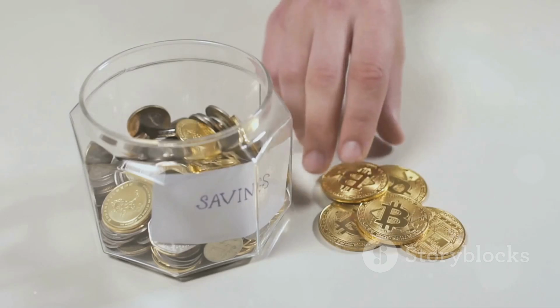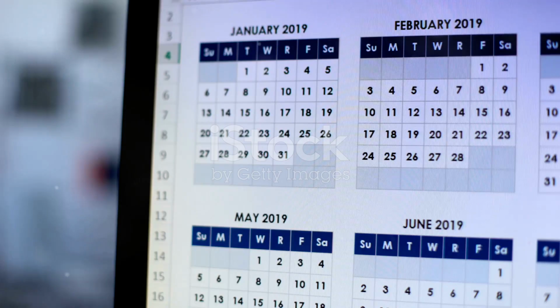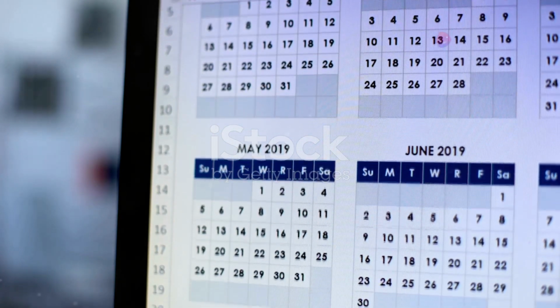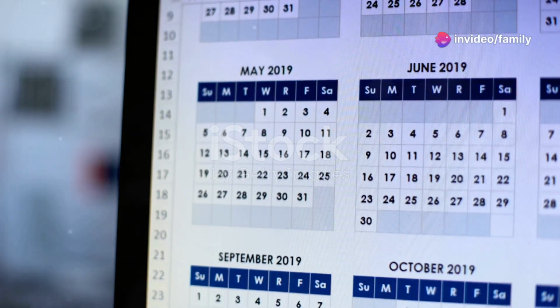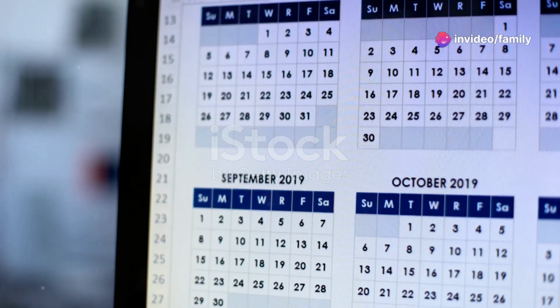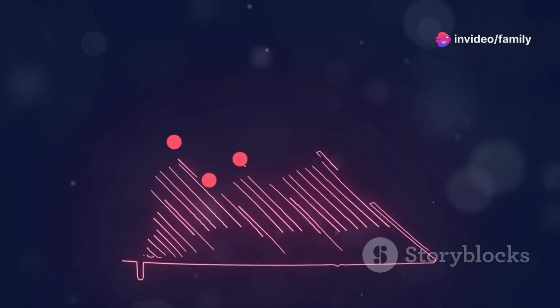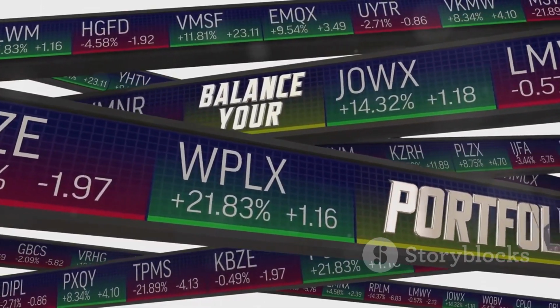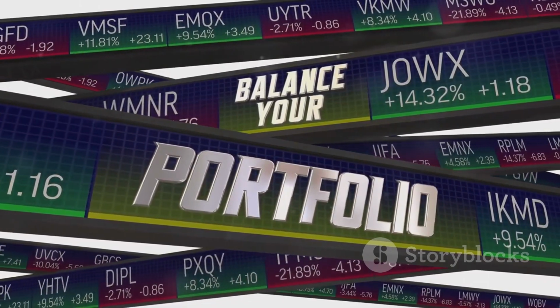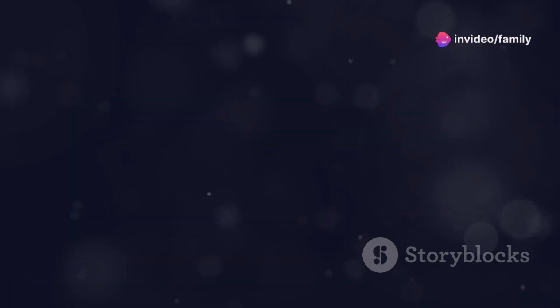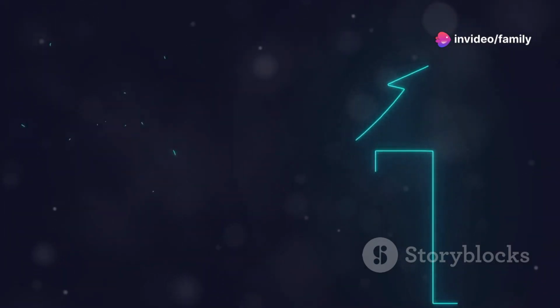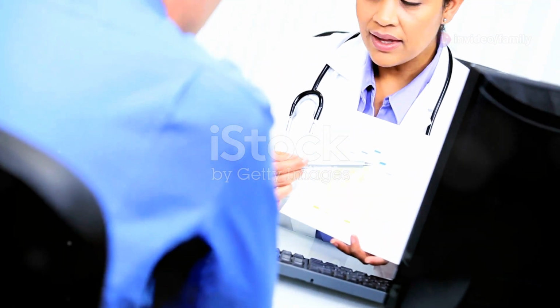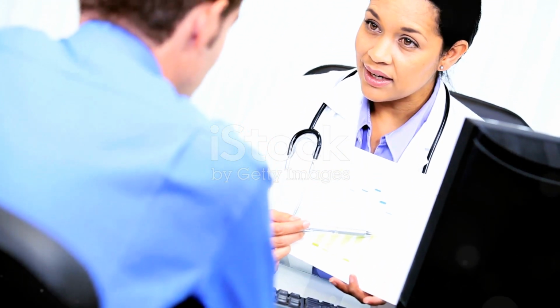So, what exactly is dollar cost averaging? It's a straightforward investment strategy where you invest a fixed amount of money at regular intervals, like every time you get your salary. The beauty of this approach is that you don't have to worry about timing the market. Instead, you're spreading out your purchases over time, which can help you avoid the risks of market volatility. Whether the market is up or down, you're buying in. This means you purchase more shares when prices are low and fewer when prices are high, effectively averaging out the cost of your investments over time.